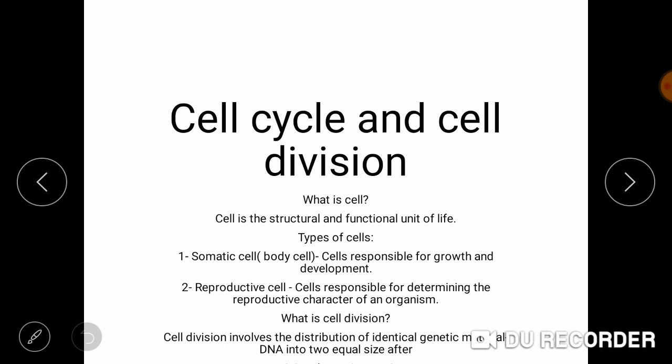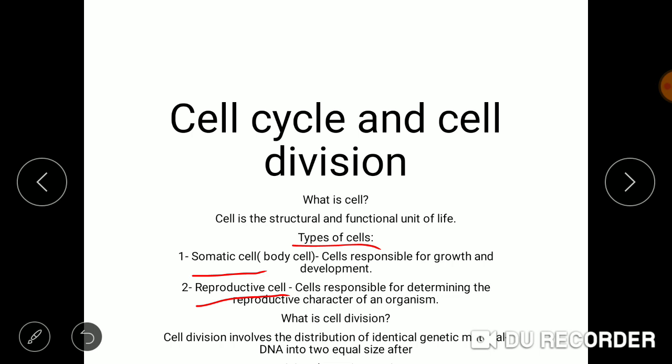Now let's move on to the types of cells. There are two types of cells. First one is the somatic cell and the other one is the reproductive cell. Somatic cell is also known as body cell. Why is it known as body cell? Because the term soma means body. So the somatic cell is also known as body cell. So the body cells are responsible for growth and development of the living organism.